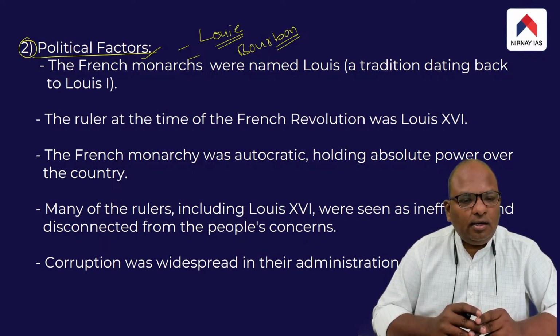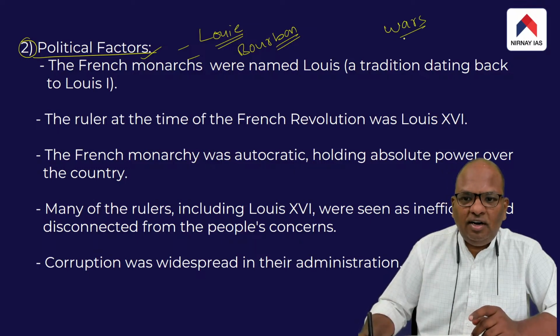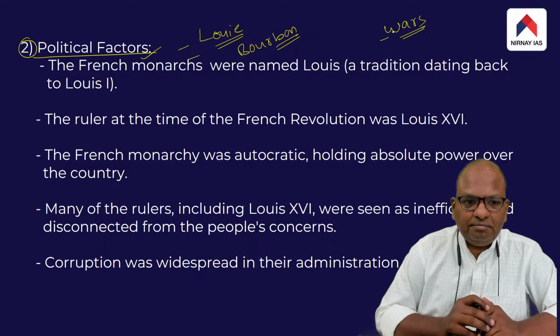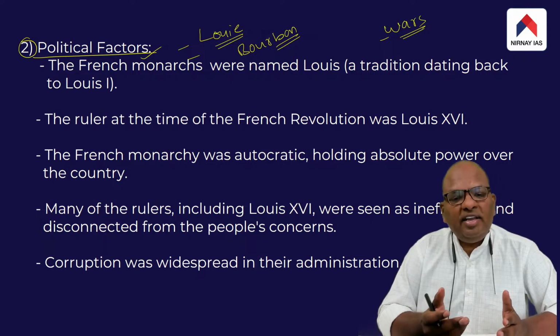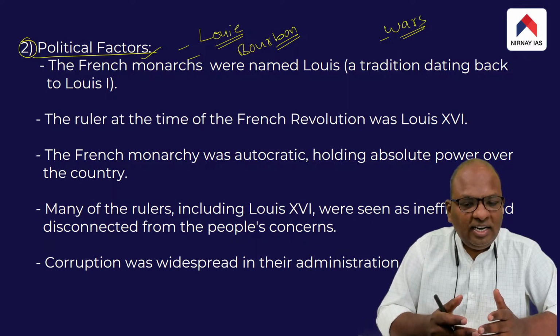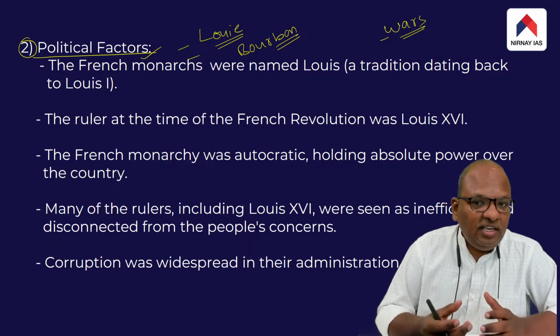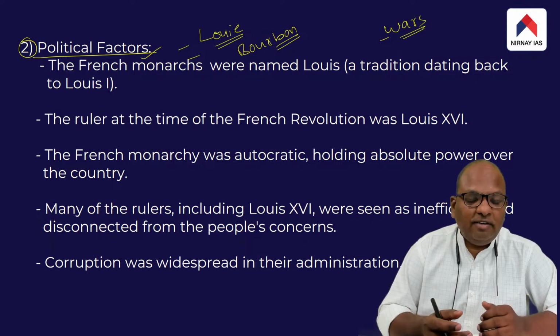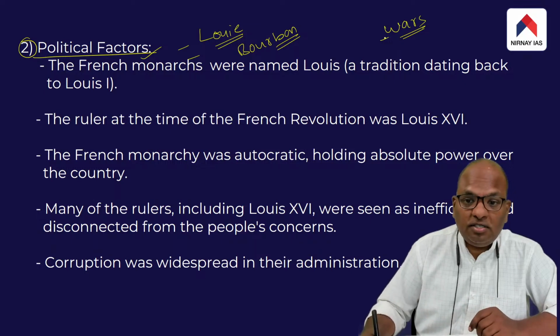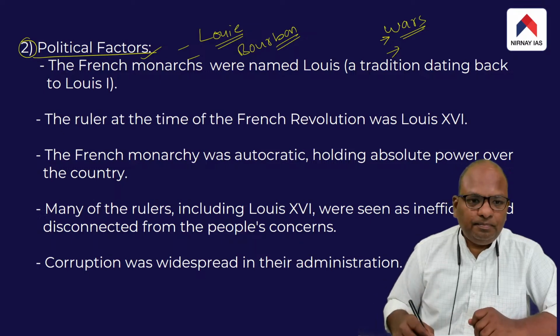They were spending a lot of money on wars, which they were ultimately losing. The Louis were very inefficient, incapable rulers. They were spending a lot of money on fighting wars, which they were losing. So in a way, they were wasting a lot of public money on the wars.